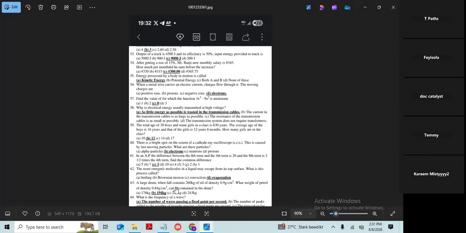Now 63, this is a calculation also. A large drum which is full contains 260 kilogram of oil of density 0.9 gram per centimeter cube. What weight of petrol of density 0.89 gram per centimeter cube can be contained in the drum? If you look at this question very well, it has two densities, right? We have D2 over D1.